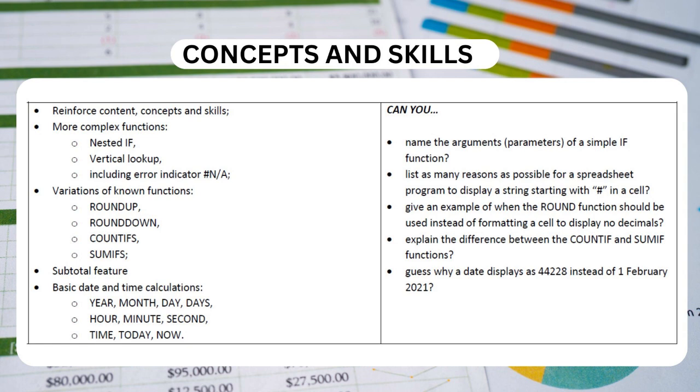Can you name the arguments, parameters, of a simple IF function? List as many reasons as possible for a spreadsheet program to display a string starting with a hashtag in a cell. Give an example of when the ROUND function should be used instead of formatting a cell to display no decimals. Explain the difference between the COUNTIF and SUMIF functions. Guess why a date displays as 44,228 instead of February 1st, 2021.